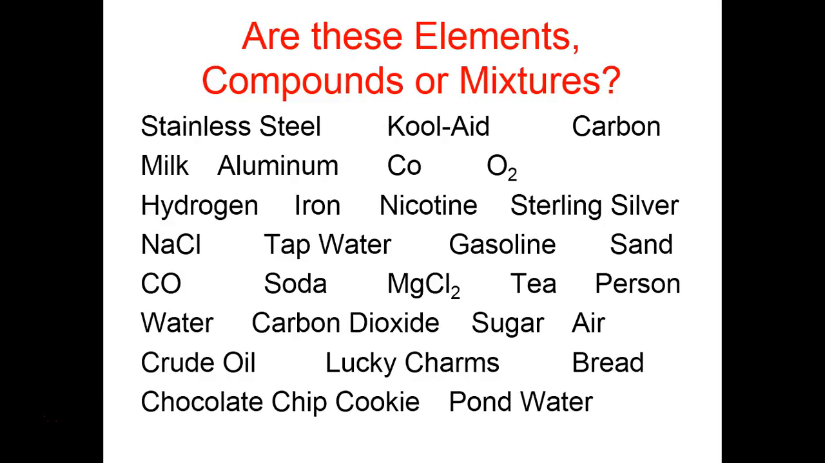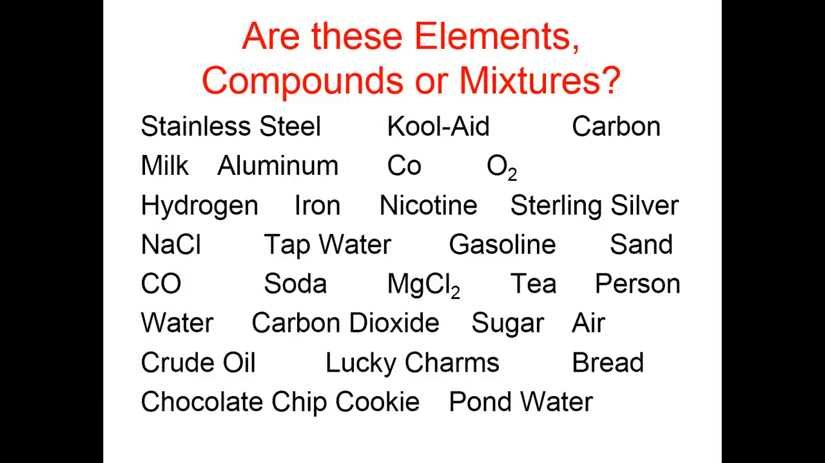Tea is a mixture. It's got caffeine in there and the different things that give it flavor and aroma. And then a lot of times people put sugar in their tea and things like that, so that would make it a mixture. A person, of course, is a mixture of a bunch of different things. We have a lot of different chemicals in our body, so water and fat and protein and all of these things mixing together inside of our body.